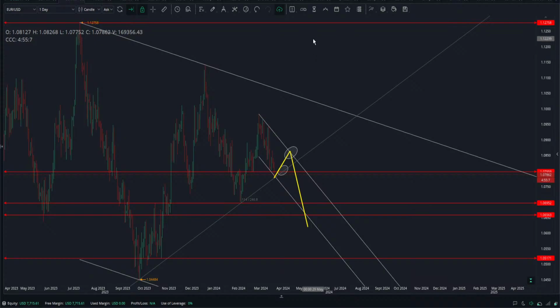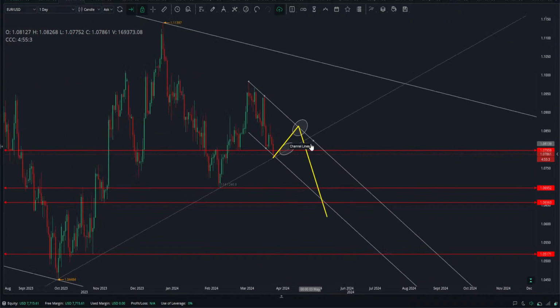On the upside, we have horizontal resistance around 1.1275, and also this is a level of resistance here. Let's see how the things unfold. As of now, the price is stuck around 1.0786 area. It is not going anywhere.